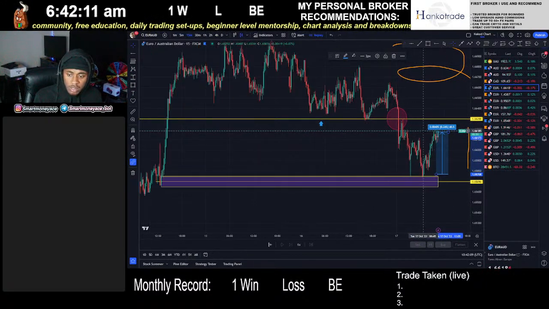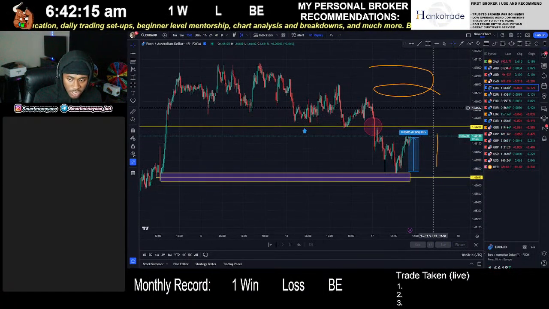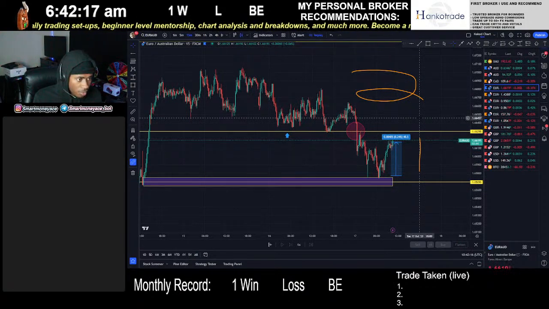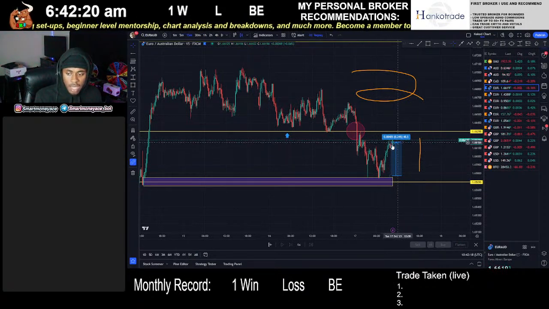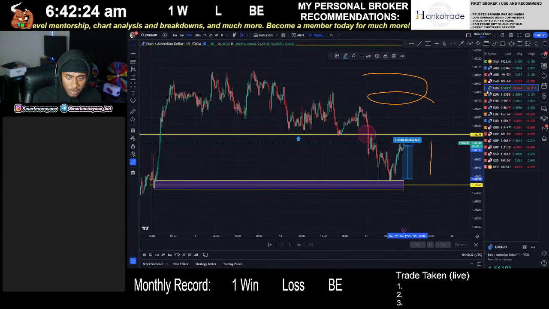So Euro AUD, we could keep an eye on it this morning just in case it does respect range 1 and start ranging like we've seen yesterday on previous pairs. So I might just keep an eye on it. You never know, it might come back into range 2. So for now, we're just going to mark it as green.